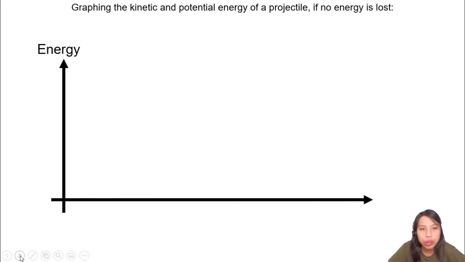How would you draw the kinetic and potential energy graph on this? For reference, this is the end, and this is the first bounce. So this is the end of the first projectile. How would you draw this? Think about it for a moment.